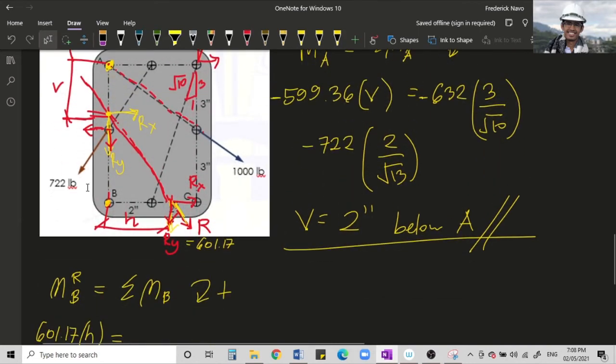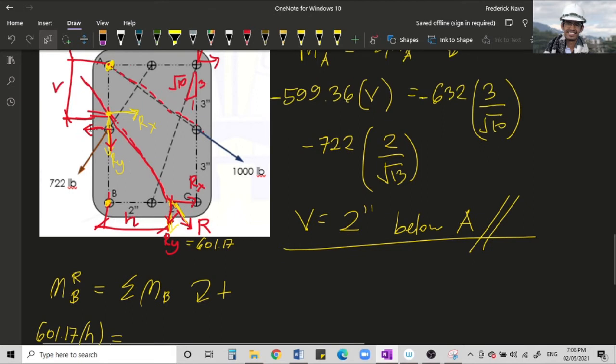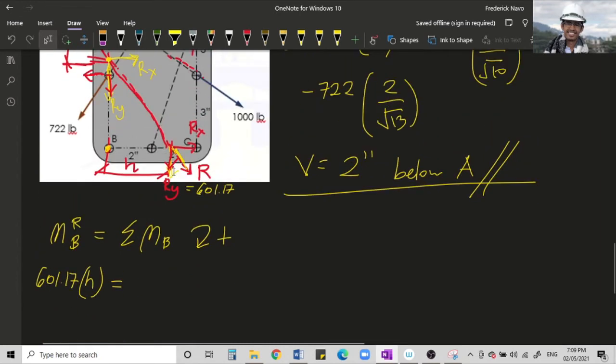So unahin natin yung 722 pounds. So that will be, ang magro-rotate lang dito sa 722 pounds is yung X component niya. Tama? Kasi yung Y component ng 722 pounds mag-intersect siya sa point B. So, ganun ulit pala, no? 722 pounds. So, that will be negative 722 times, yung slope niya, that will be 2 over square root of 13.